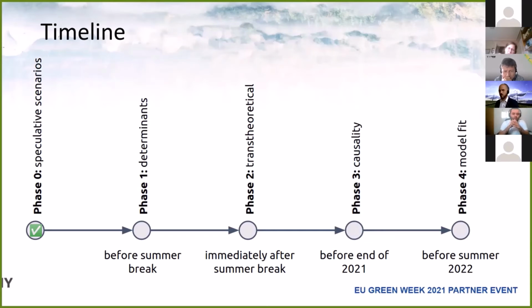So we wanted to complete phase 1, the determinants, before the summer break. So we plan to send the first emails next week or in a couple of weeks, with a deadline. Then phase 2, the trans-theoretical action, is going to be made after the summer break, probably mid-September or something like that. And the causality, we are going to try to tackle at the same time as the trans-theoretical actions. But we wanted to have the processing of all the information done before the end of the year.